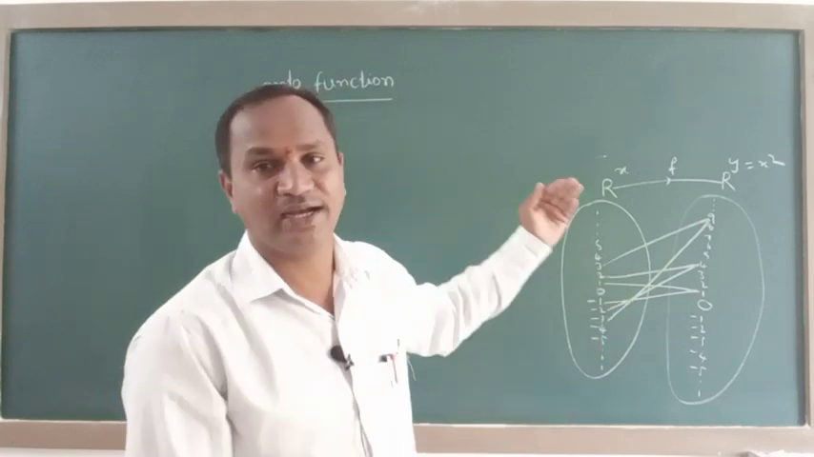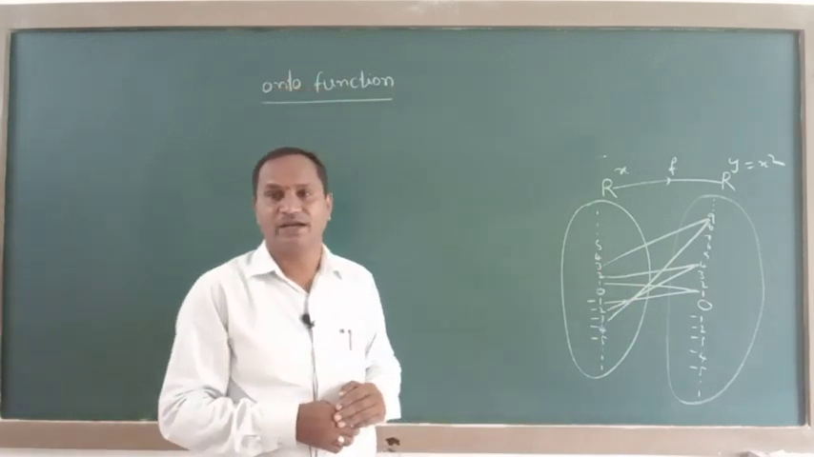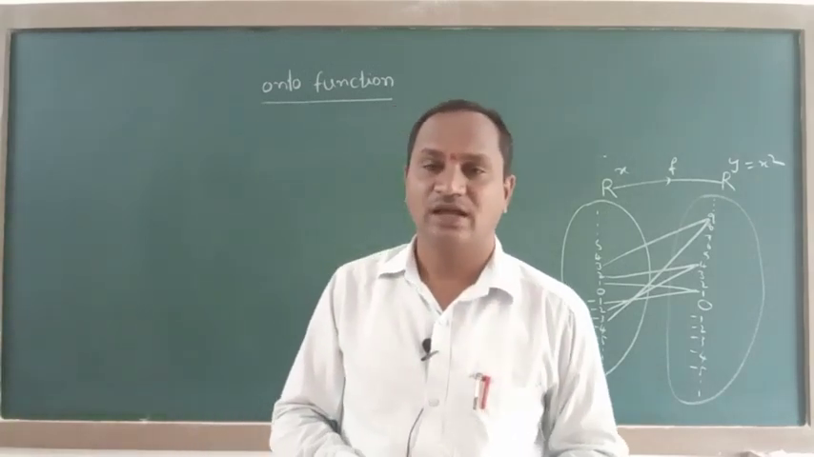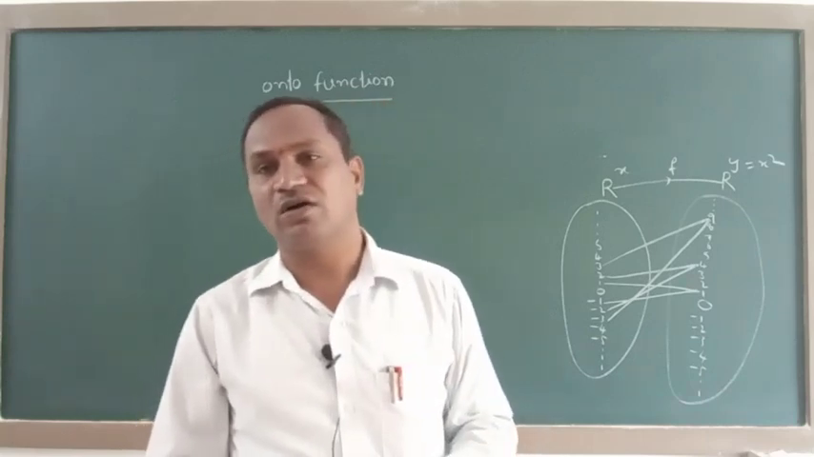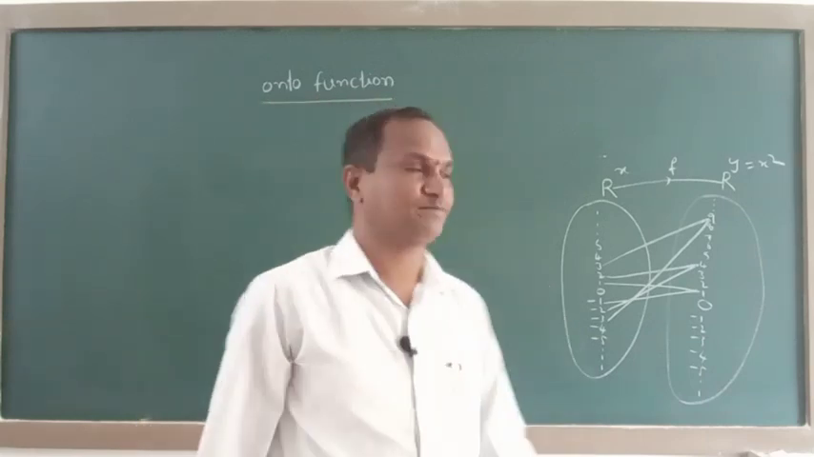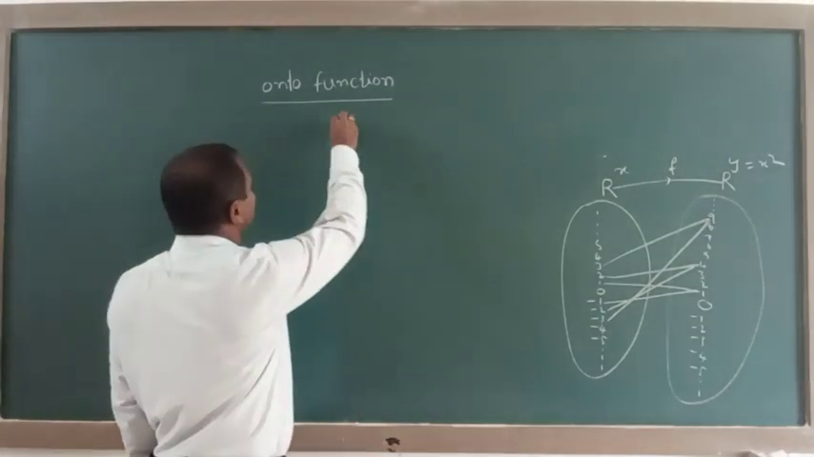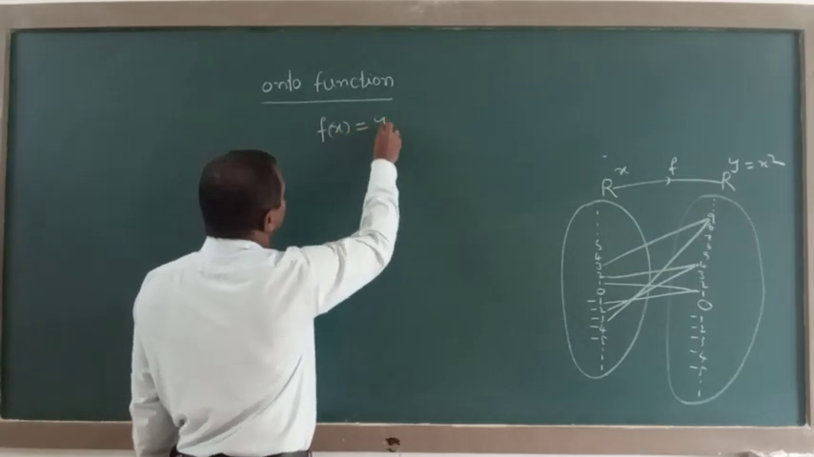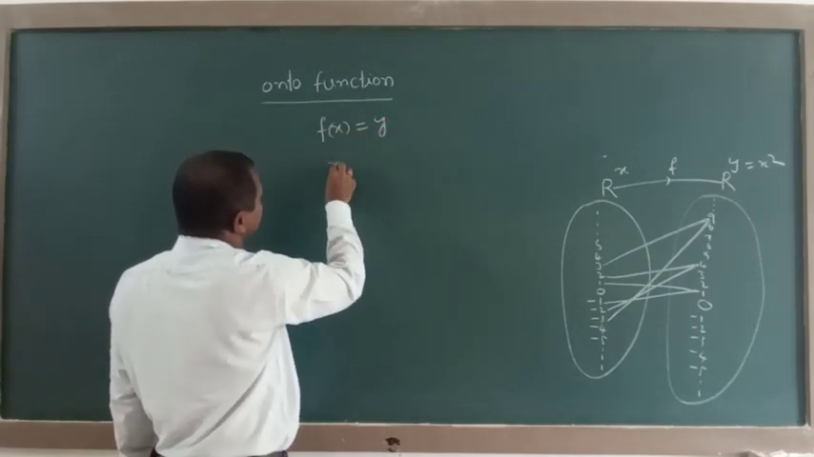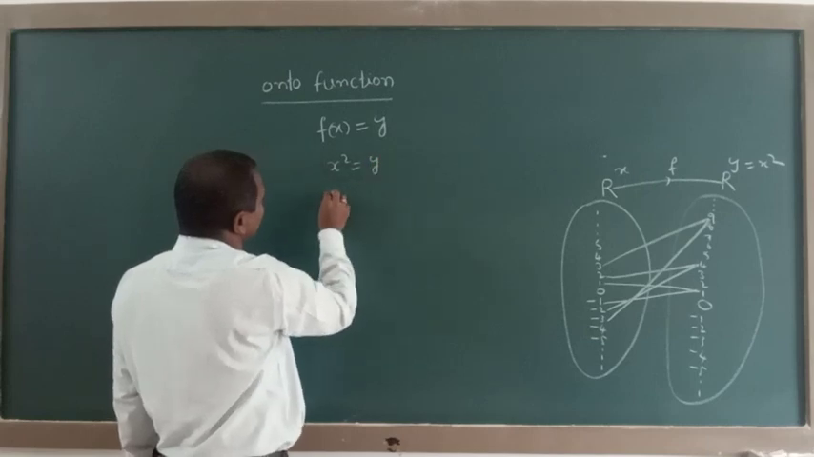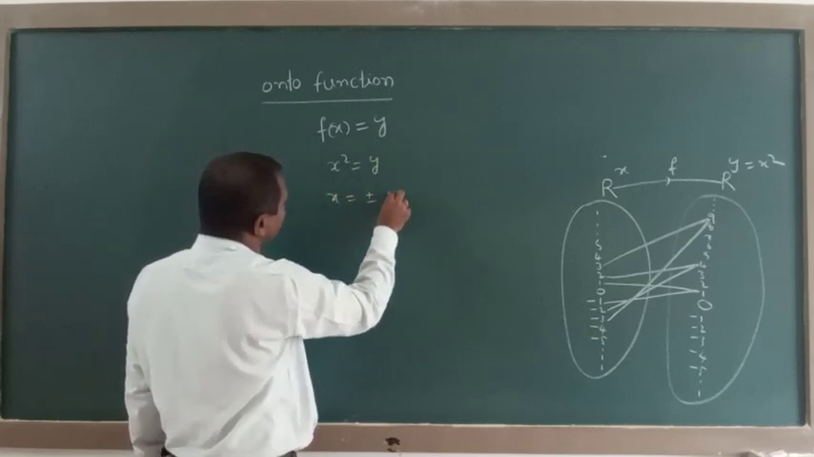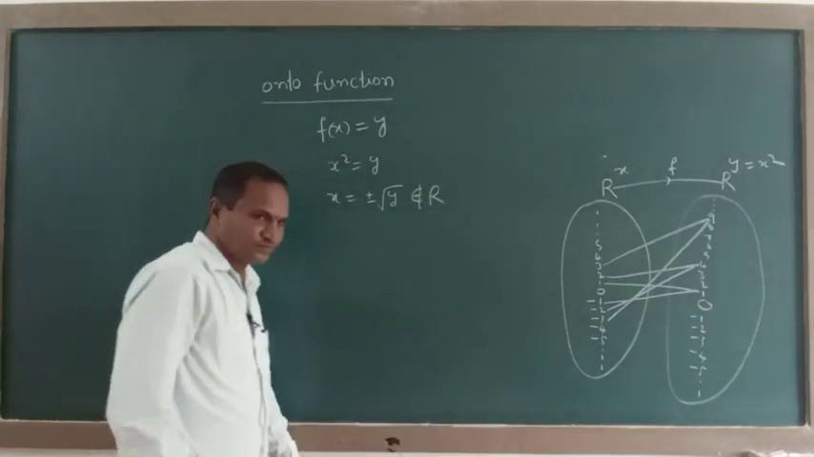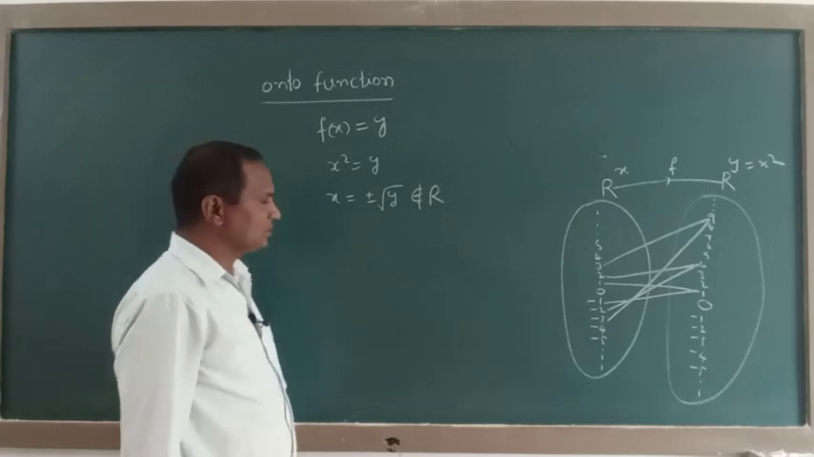But before that, you should write some steps here. Already, when I told the definition of onto function, under the note of that function, I told one formula to solve or to verify onto functions. That is, for onto function the formula is f of x equal to y. Here f of x, that is x square, is equal to y. x is equal to plus or minus square root of y. But here it does not belong to capital R.